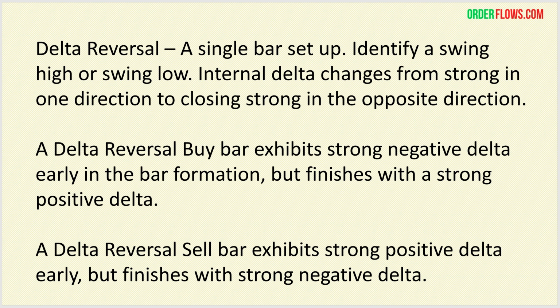Now, delta reversal. This is the last one I'm going to talk about. Delta reversal is a single bar setup, and it's going to identify a swing high or swing low. The internal delta changes from strong in one direction to closing strong in the opposite direction. It's a single bar setup. Remember that. The delta reversal buy exhibits strong negative delta early in the bar formation, but finishes with a strong positive delta. A delta reversal sell exhibits strong positive delta early, but finishes with strong negative delta.